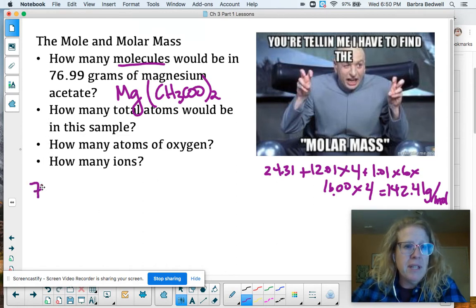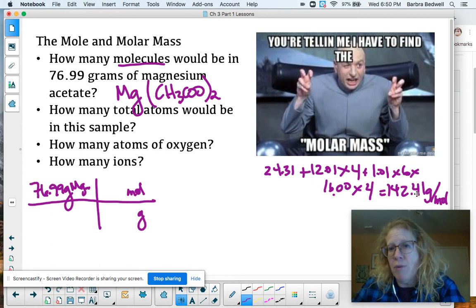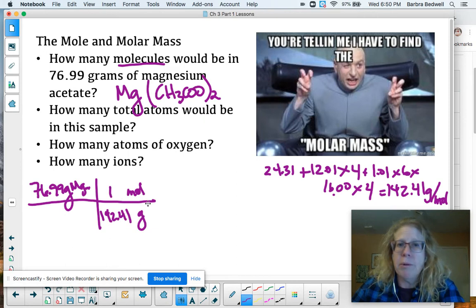So we have 76.99 grams of magnesium acetate, Mg, etc. Converting it, again, grams goes on the bottom, so we have grams down here and moles goes up here. This is a molar mass step. Whenever we have grams and moles, we use molar mass. So that's our 142.41 grams equals 1 mole.